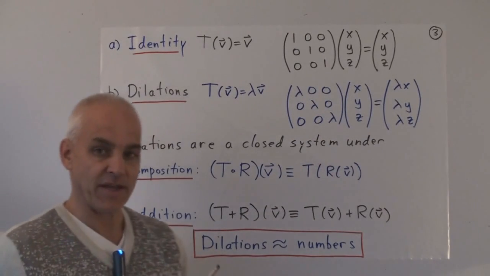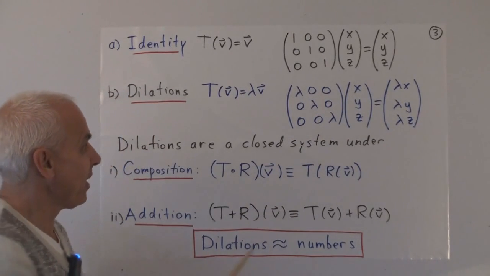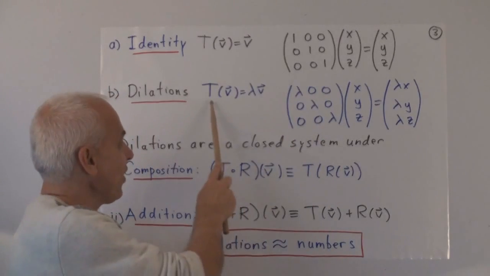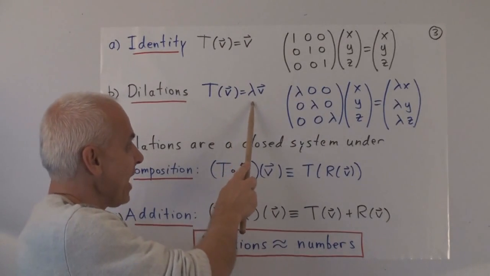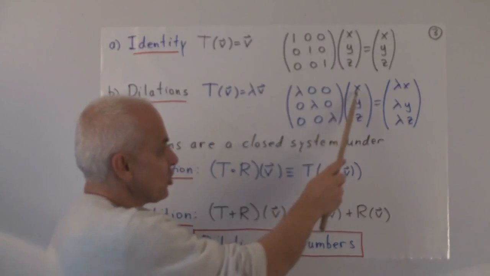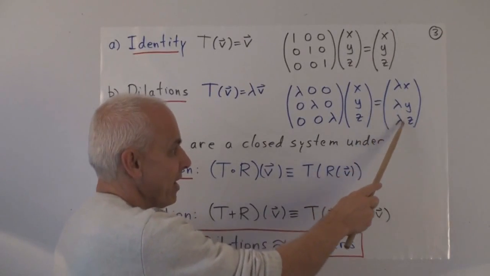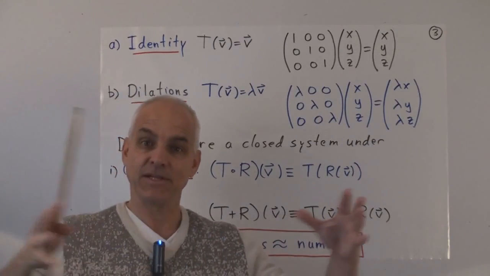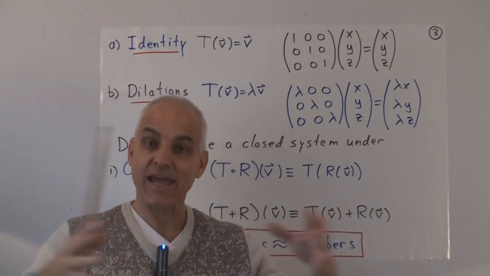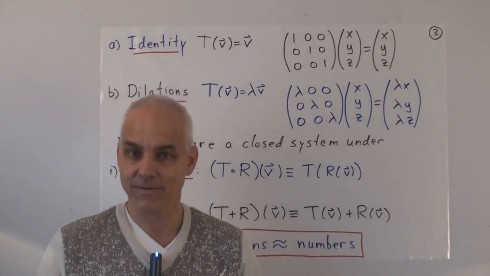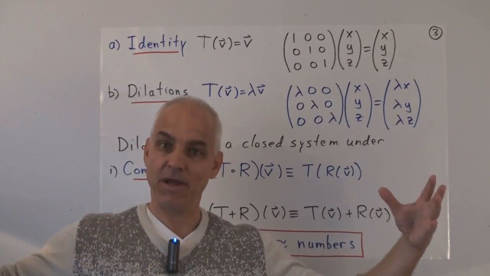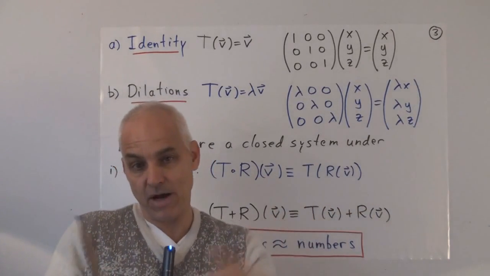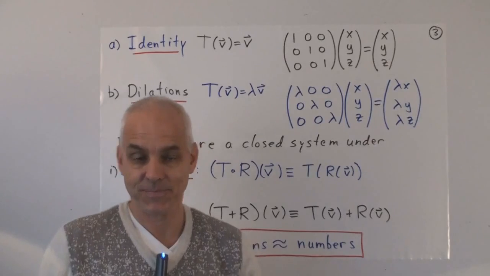A generalization of the identity matrix is to the diagonal matrices with constant diagonals. So this transformation sends a vector v to lambda times v. Each of the components is multiplied by lambda. And physically what that does is it scales the entire space. It dilates all the vectors by a factor lambda. If lambda is bigger than 1, then we're getting bigger. If lambda is less than 1, we're getting smaller. If lambda is negative, then we're kind of inverting also.